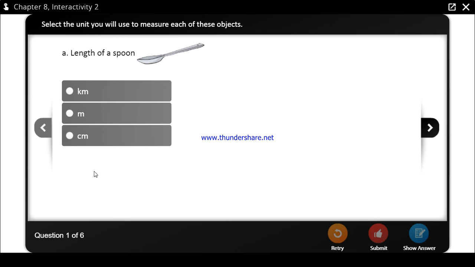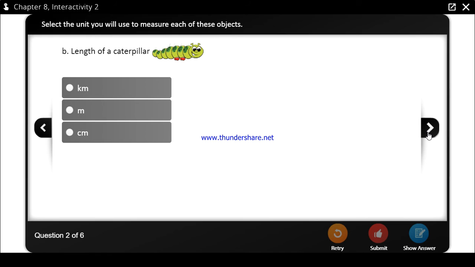It is a small object, so we denote centimeter, because the smallest things are measured in centimeter only. The next one, length of a caterpillar. Our options are kilometer, meter, centimeter. It's a small thing, so we denote centimeter.